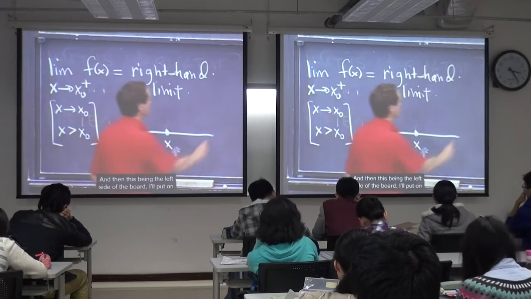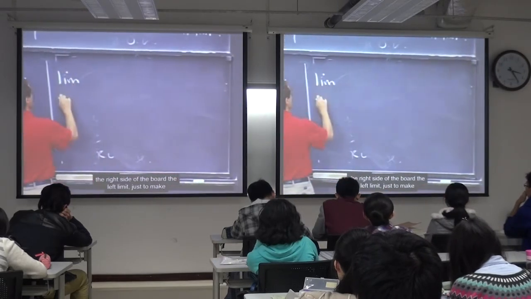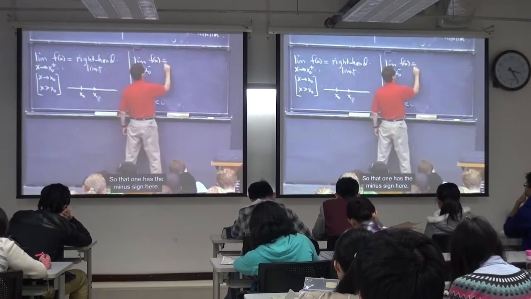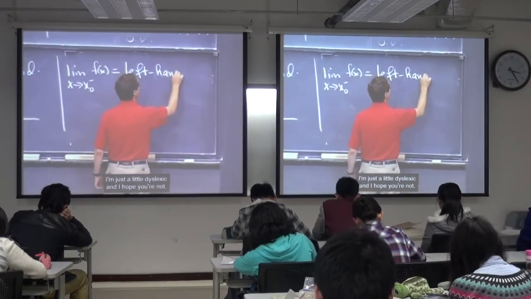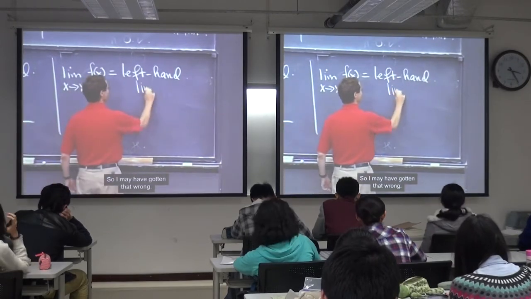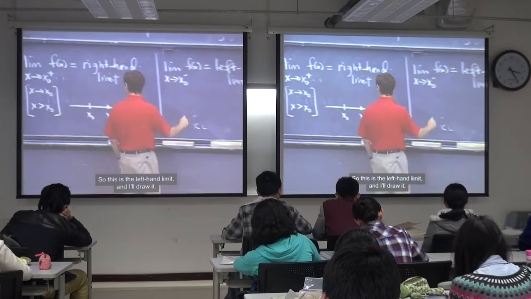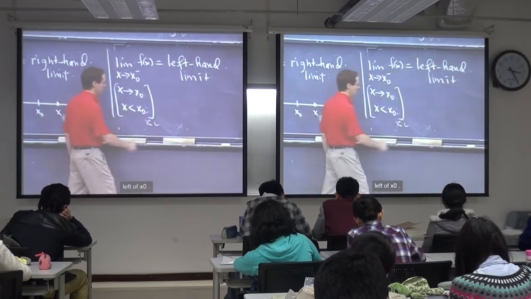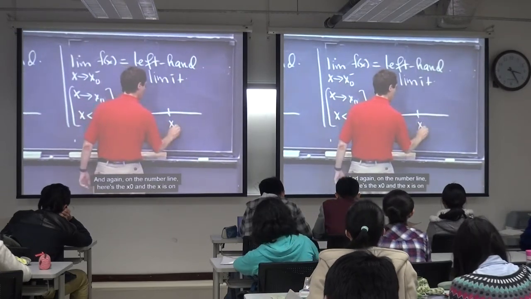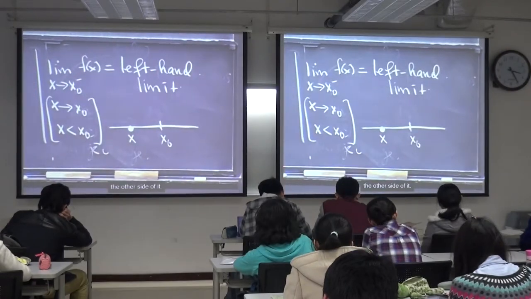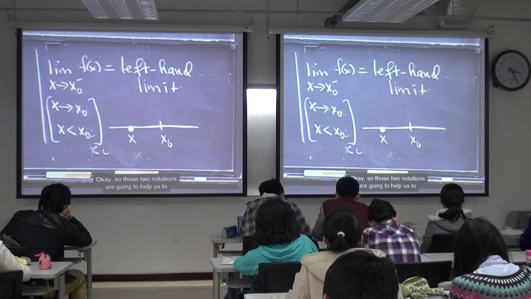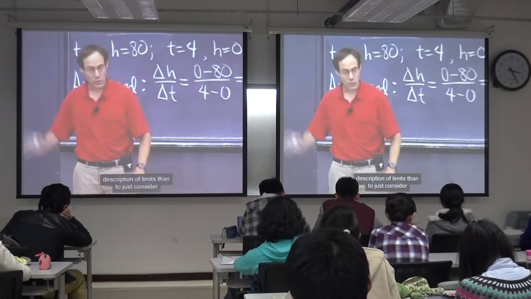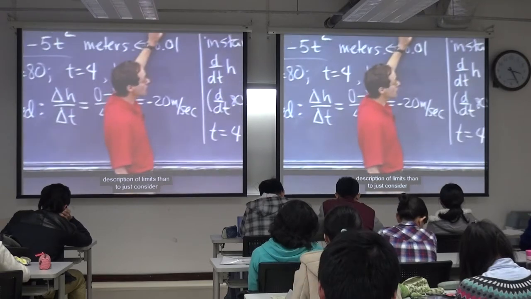And then this being the left side of the board, I'll put on the right side of the board the left limit. So that one has the minus sign here. I'm just a little dyslexic, and I hope you're not. So I may have gotten that wrong. So this is the left-hand limit. And of course that just means x goes to x0, but x is to the left of x0. And again, on the number line, here's the x0, and the x is on the other side. Okay, so those two notations are going to help us to clarify a bunch of things. It's much more convenient to have this extra bit of description of limits than to just consider limits from both sides.